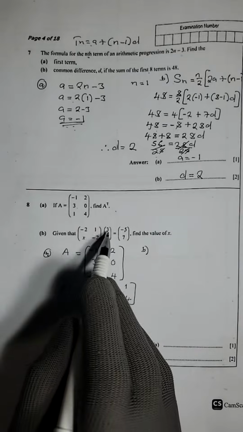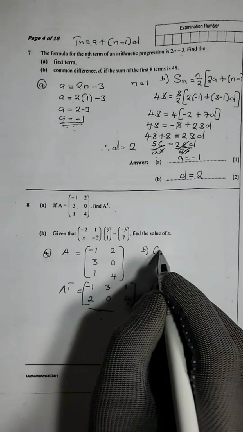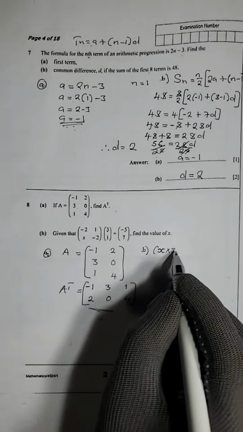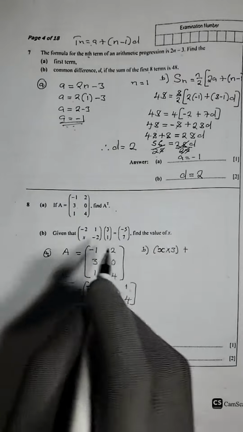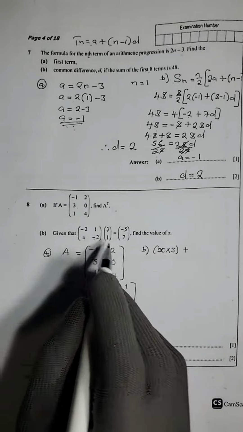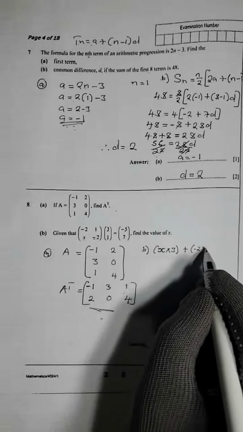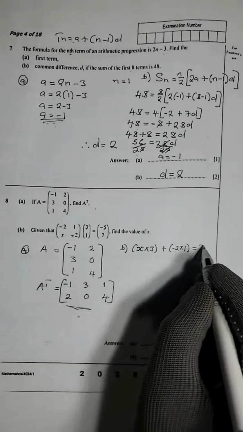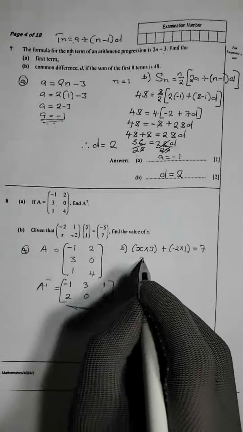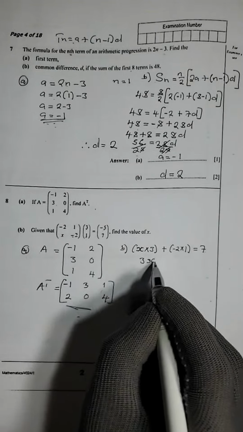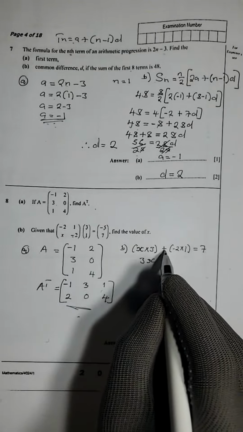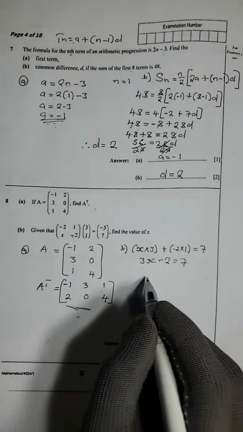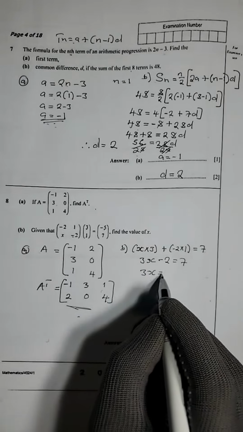So we're going to say x times 3 in bracket plus -2 times 1 is equal to 7. x times 3 is just 3x. Positive times negative is just negative. 2 times 1 is just 2, is equal to 7. 3x minus 2 is equal to 7.